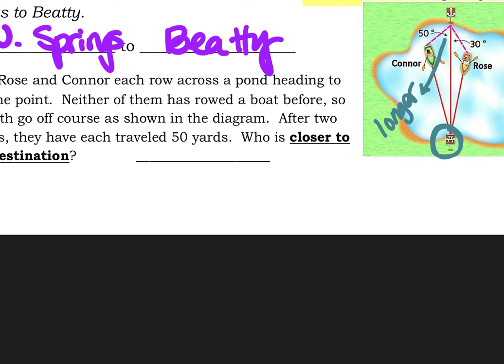Now, across the 30, we have the shorter side. So if I'm trying to figure out who's closer, am I going to go with the longer side or the shorter side? The shorter side. So this one happens to be Rose. She happens to be closest.